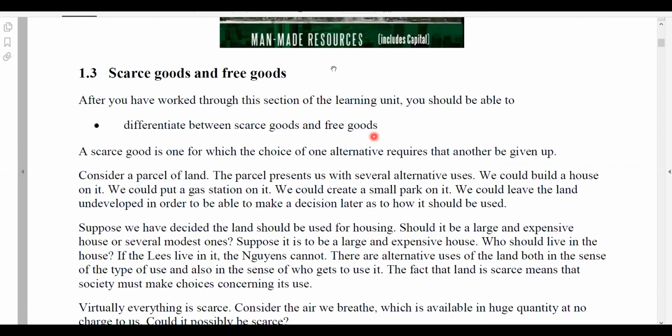All right. Okay, fine. So let's look at this definition of a scarce good. A scarce good is one for which the choice of one alternative requires that another be given up. That is a scarce good. It is a good for which the choice of one alternative requires that another be given up. Okay. That is a scarce good.